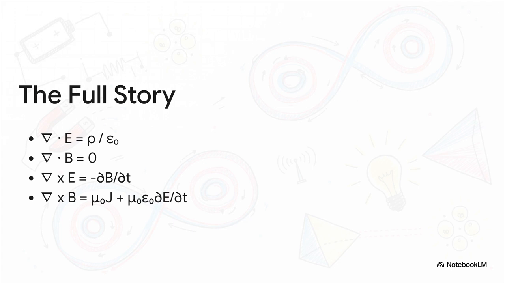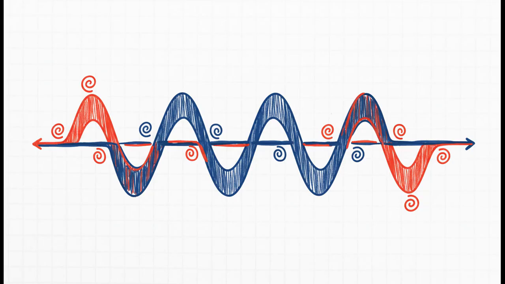Maxwell immediately realized the mind-blowing implication. A changing electric field creates a swirling magnetic field, which, because it's also changing, creates a new swirling electric field, which creates a new magnetic field, and on and on and on. It's a chain reaction, a self-sustaining wave that just keeps going, propagating forever, even through the total emptiness of space.